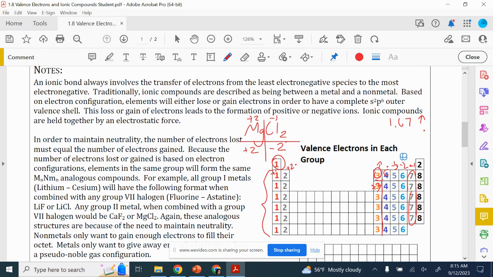Typically, D block will lose 2 electrons oftentimes, but it gets weird. All I can say is D block is weird. Let's just leave it at that.